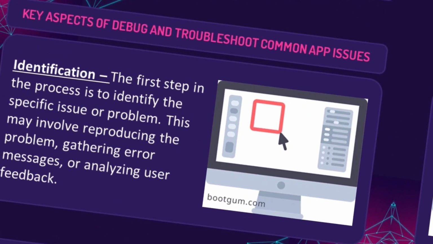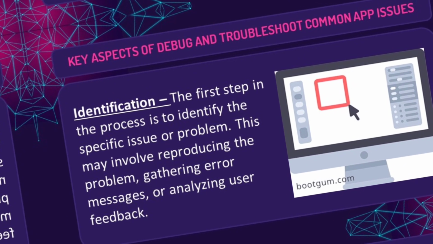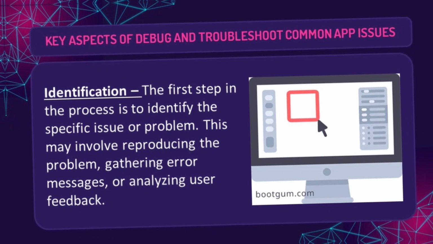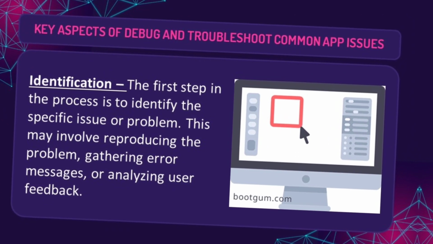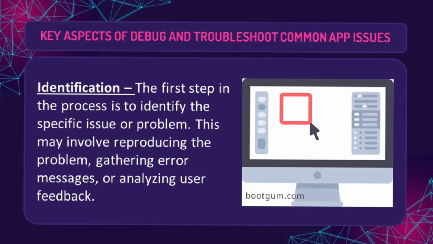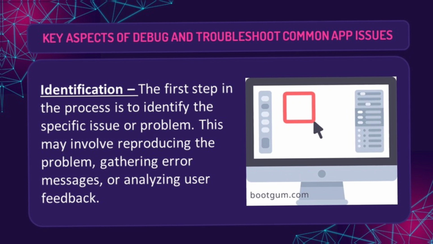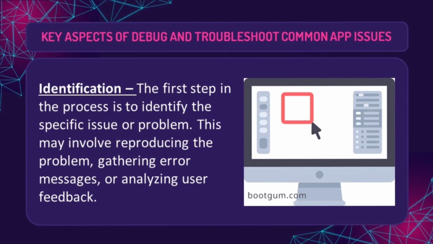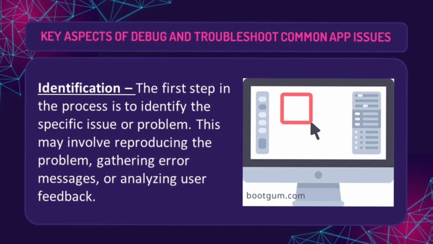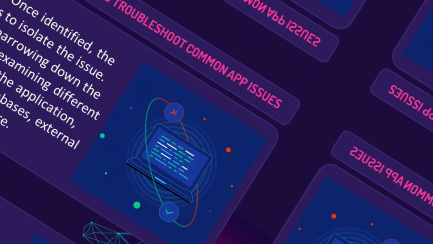Next is identification. Identification is the process of recognizing and pinpointing a specific issue or problem within the application. It often starts with gathering information from users or error reports to understand the symptoms of the problem. Reproducing the problem in a controlled environment is a key step in identifying the issue, as it allows developers or support teams to observe and analyze what went wrong.